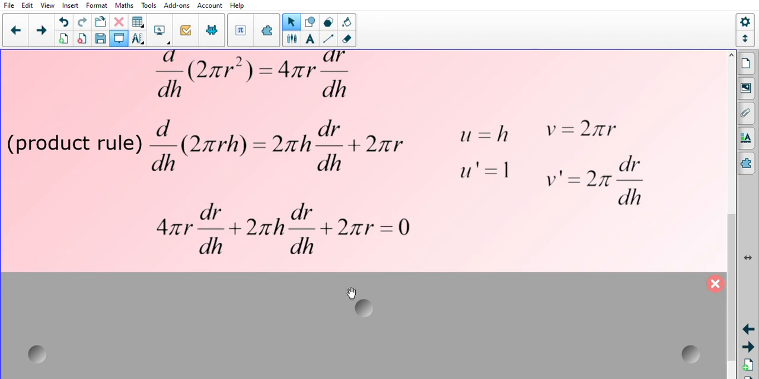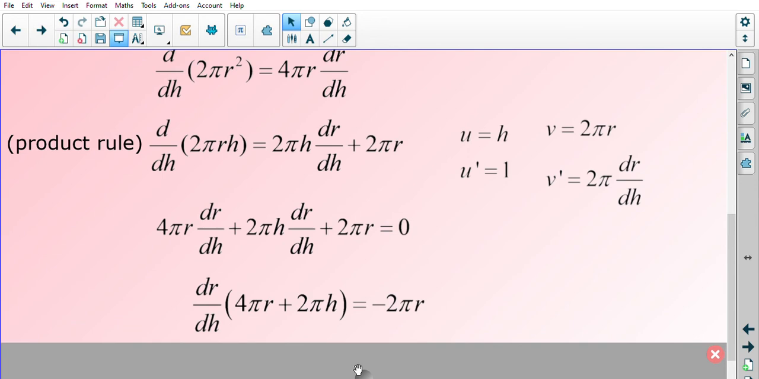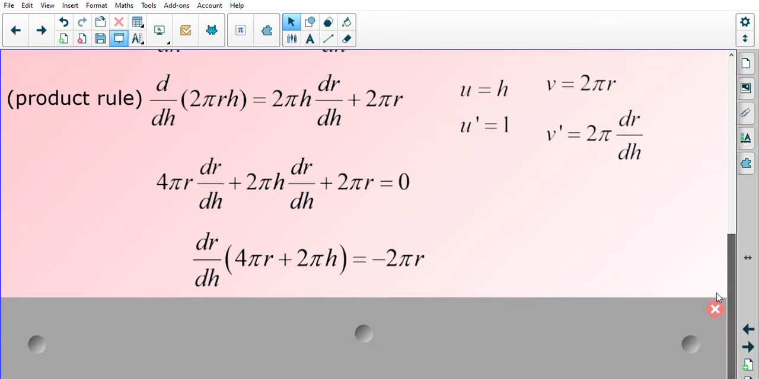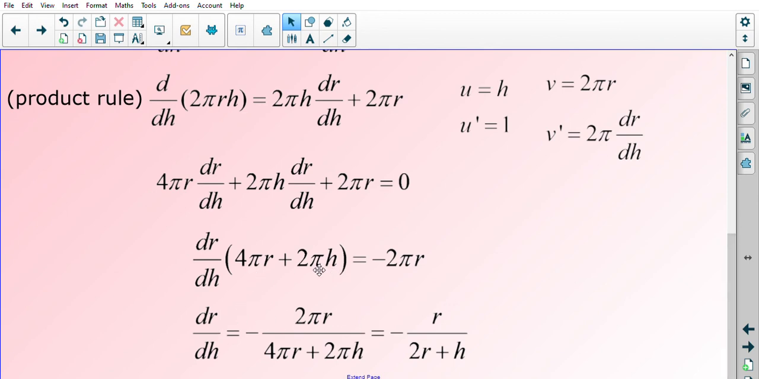Now we want dr by dh, so I'm going to move the 2 pi r over to the other side, since it doesn't depend on dr by dh. I'm going to take a common factor dr by dh out of these two terms, and then get dr by dh on its own by dividing by this bracket. So this goes on the bottom, and we can simplify by dividing everything by 2 pi. The 4 r over 2 pi becomes 2r, plus h divided by 2 pi gives h. And that is an expression for the rate of change of the radius with respect to the change in height.